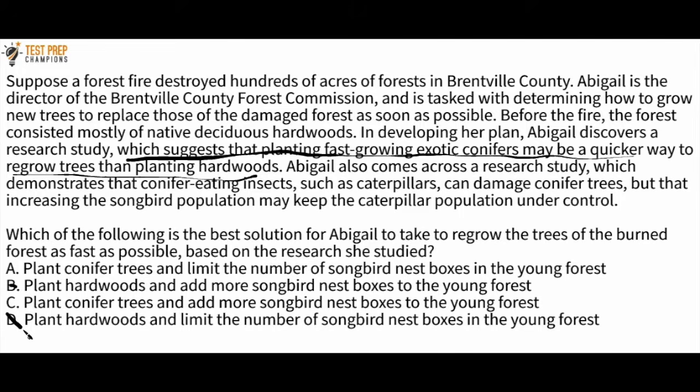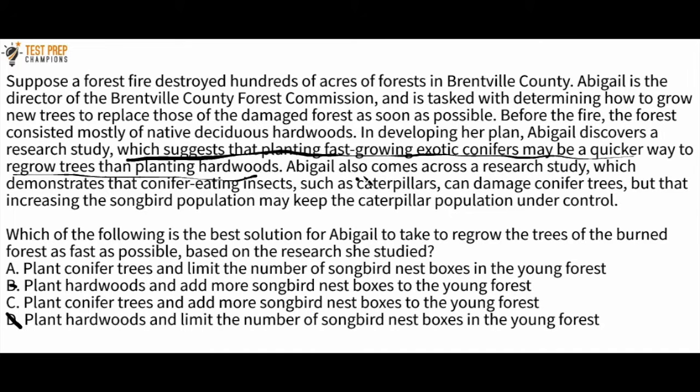So again, when choosing between the two types of trees, if speed is the only factor here, the faster option is most likely going to be the conifers based off of that research study. So the second decision she has to make is should she limit the number of songbird nests or put more songbird nests in the young forest?